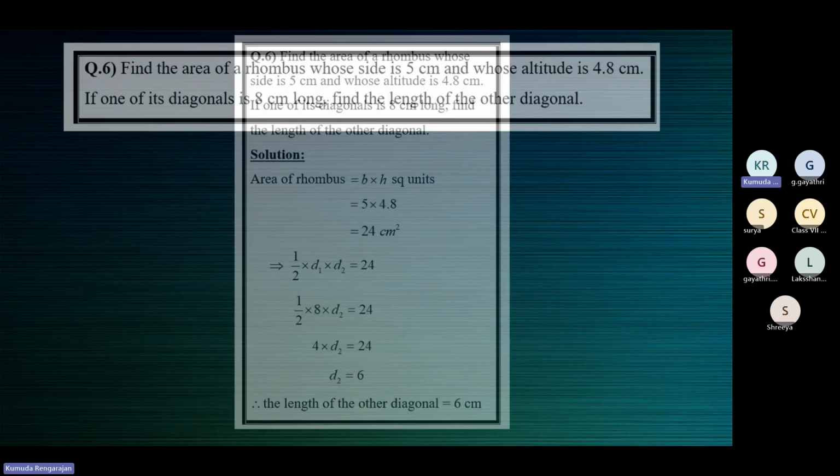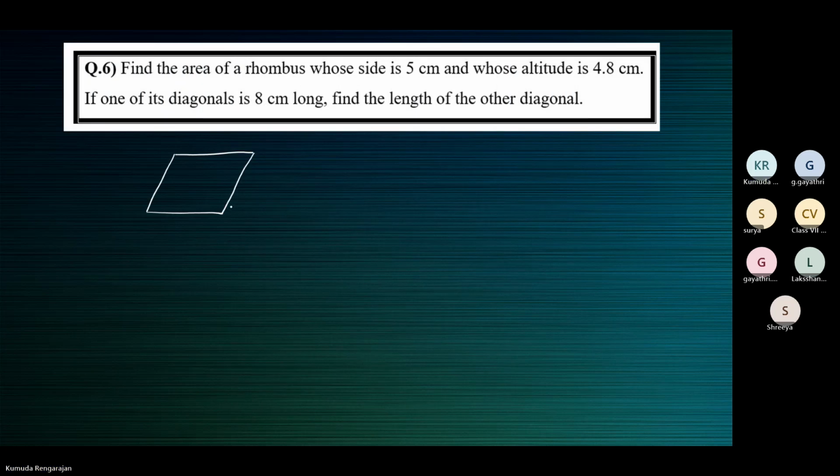I've not shown the diagram here, but this can be the diagram. Okay, so what is given? The side is 5 centimeter. In a rhombus, all sides are equal. Altitude is 4.8. This altitude is 4.8. One of its diagonals is 8 centimeter long. Find the length of the other diagonal.